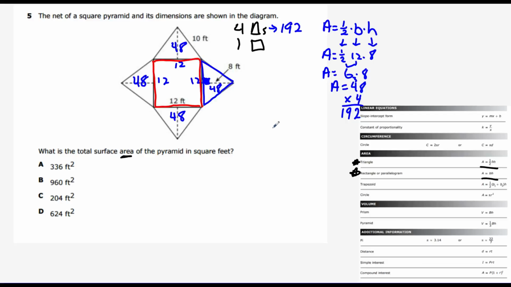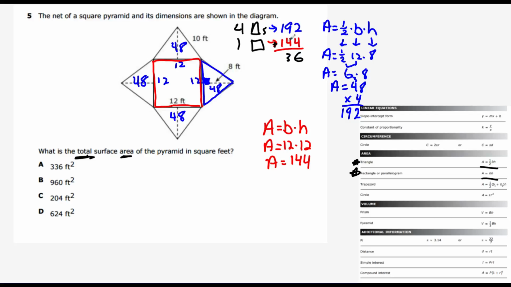So area of a square is just base times height, or 12 times 12. And if you finish your multiplication chart, we would know that that is 144. Now you can work it out. And then if we did this correctly, we should be able to add these 2 numbers together to get our total area. Total, key there.